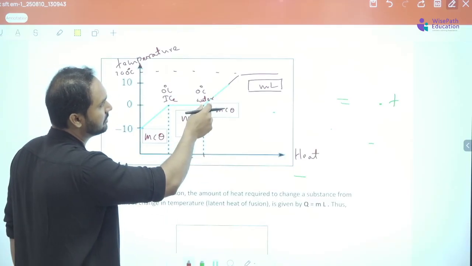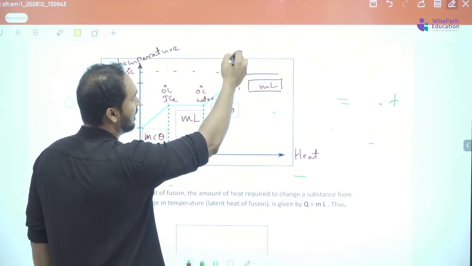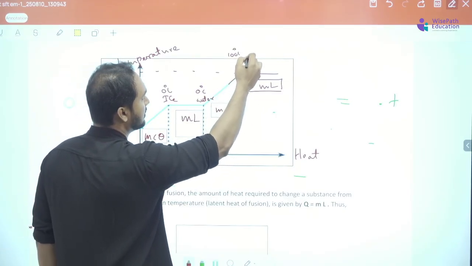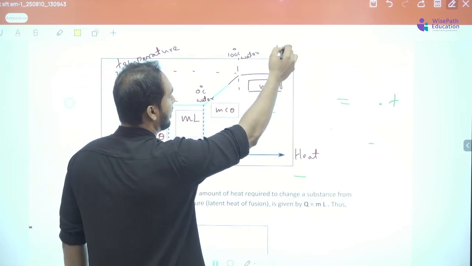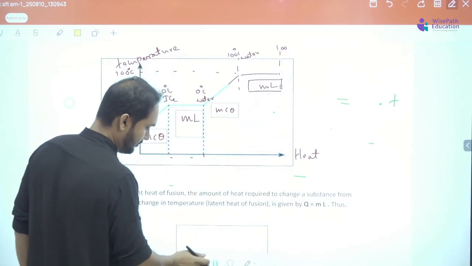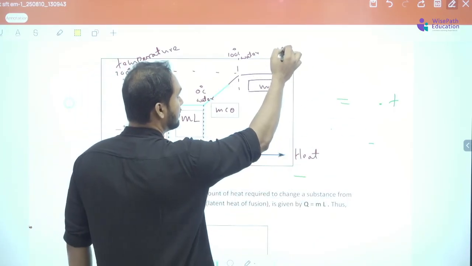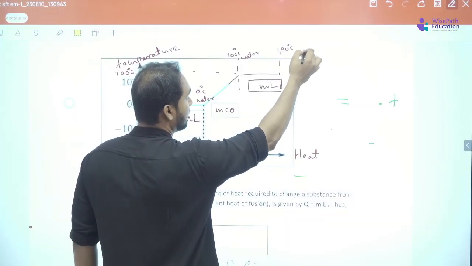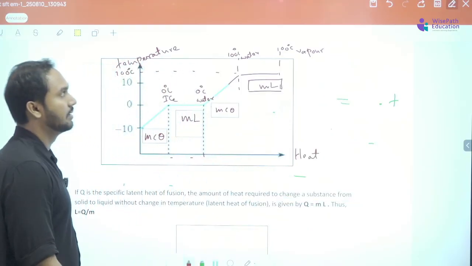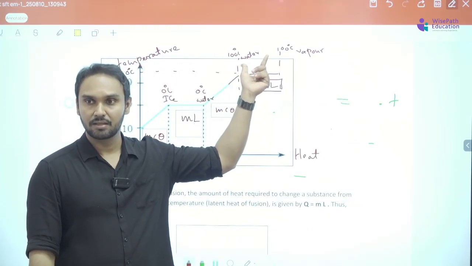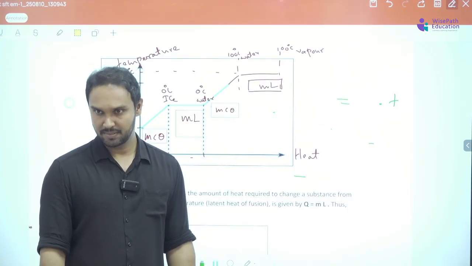This is 0 degrees Celsius water. Now when it comes to here, this will be 100 Celsius water, right? And this will be 100 Celsius vapor, isn't it? This is 100 Celsius water, this is 100 Celsius vapor. Yes, the steam, right?